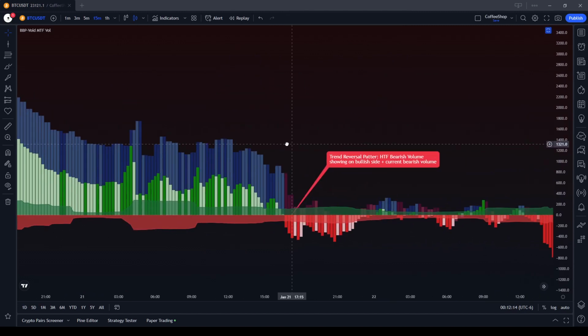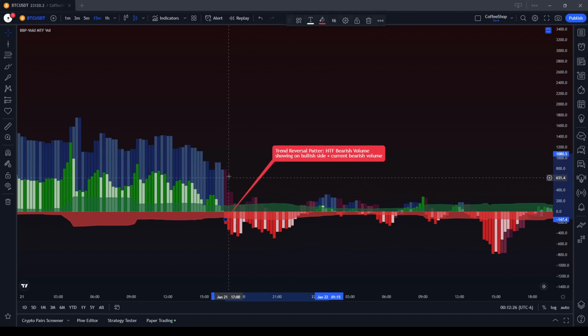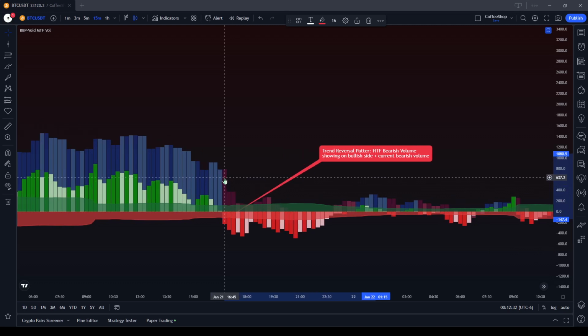And then here, however, we have a trend reversal pattern. High time frame bearish volume is showing on the bullish side. Now, this isn't necessarily a trend reversal. I guess I kind of mistyped this. It's not necessarily trend reversal. This is an interruption. It's showing you that on a high time frame, bearish volume interrupted everything. You see how there's no green candles here? There's no blue candles here. This is a dip.